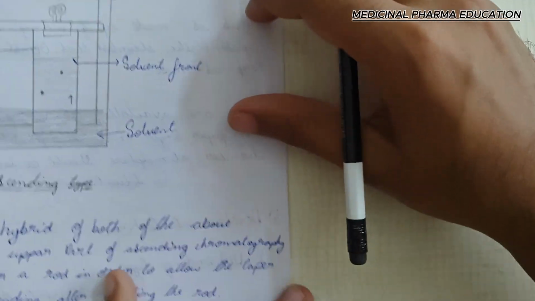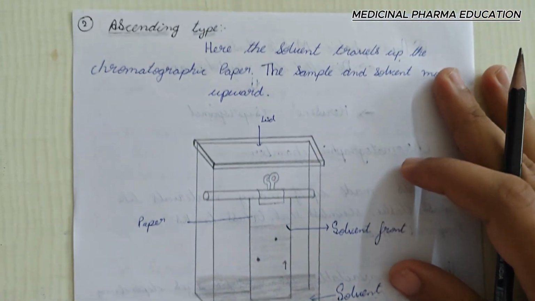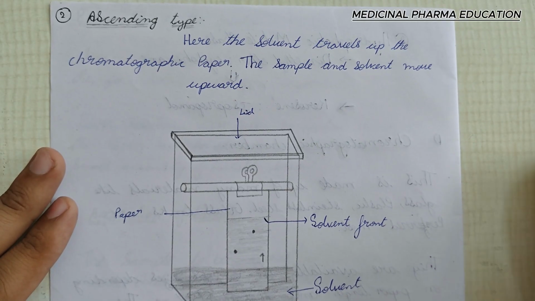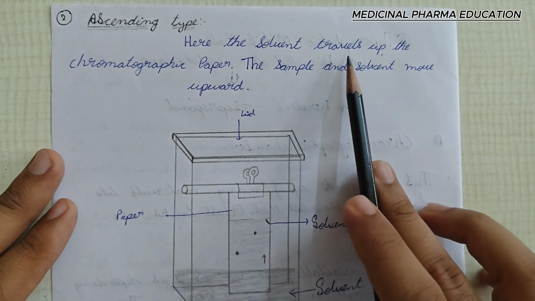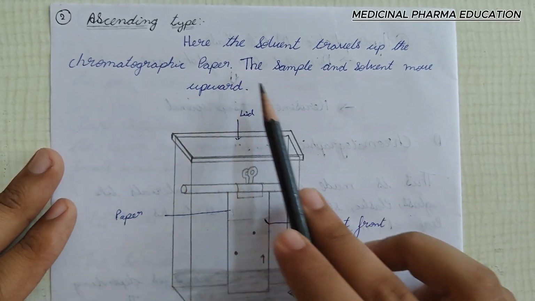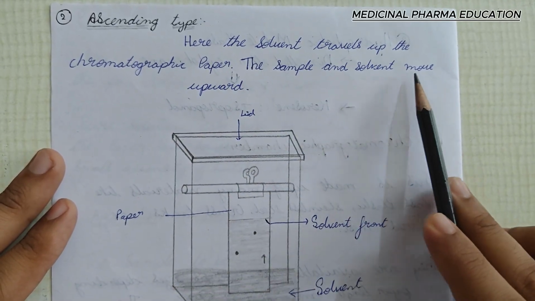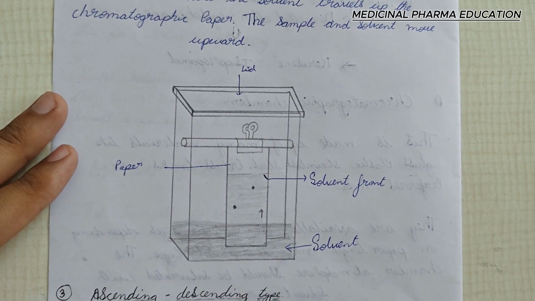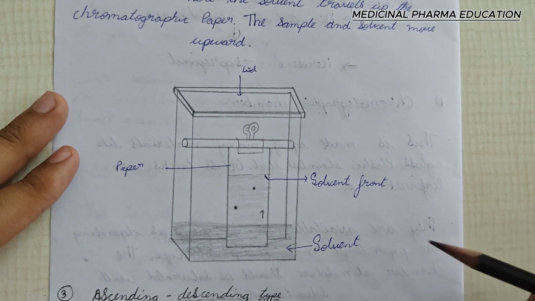Next, we have the ascending type. Maybe this one you have done in your lab. Here the solvent travels up the chromatographic paper. The sample and solvent move upward. This is what you have done in your experiment, I think. This is very simple.